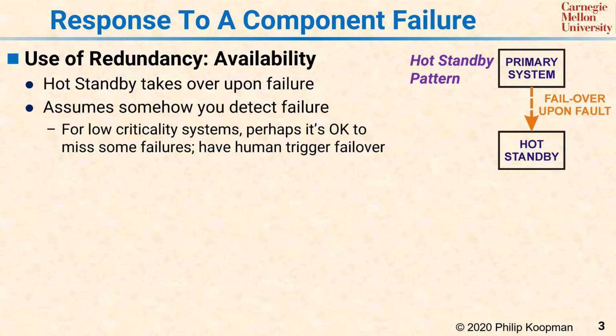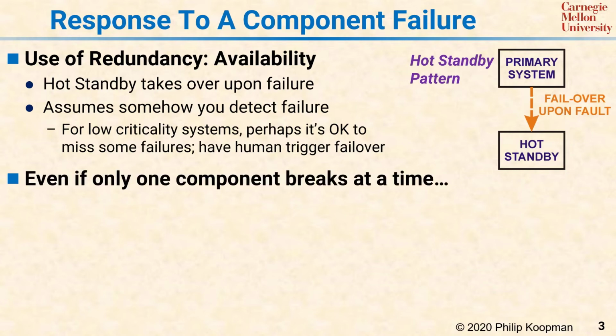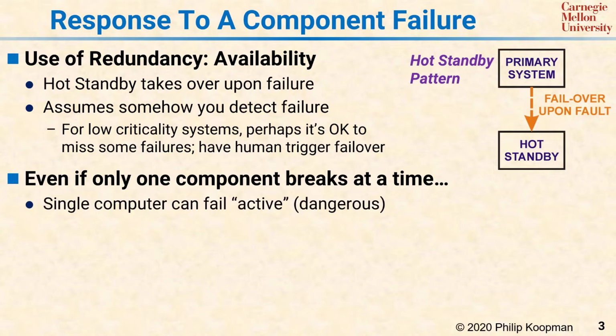To go further, we'll start with the assumption that components break infrequently and independently enough that we only need to worry about one component breaking at a time rather than multiple concurrent component failures. Even so, any single component can fail in an arbitrarily bad way, which is known as failing active. While some active failures can be relatively benign, it is always possible for any single component to do the worst thing possible for the safety of your system, such as issuing a dangerous control command.